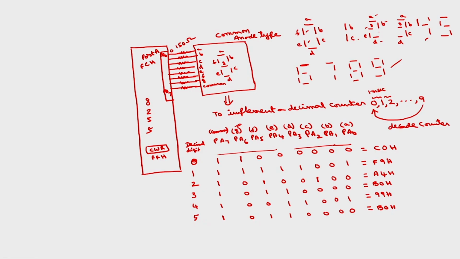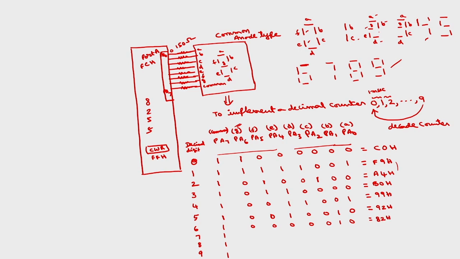5 will be 1 2 3 except B and E. So, B should be 1. So, this will be 92H, because these should be all distinct. Similarly, 7, 6, 7, 8, 9. So, this will be always 1 only. 6 is except B, remaining all has to be zeros. So, this will be 82H.